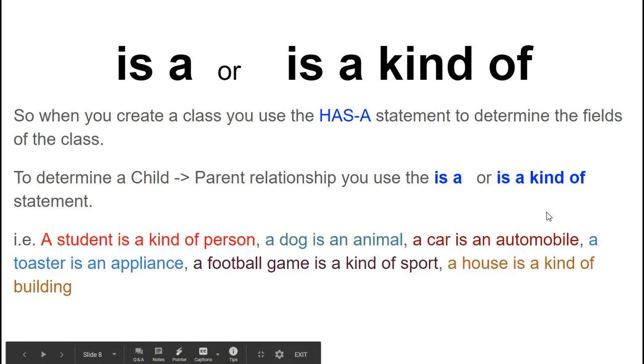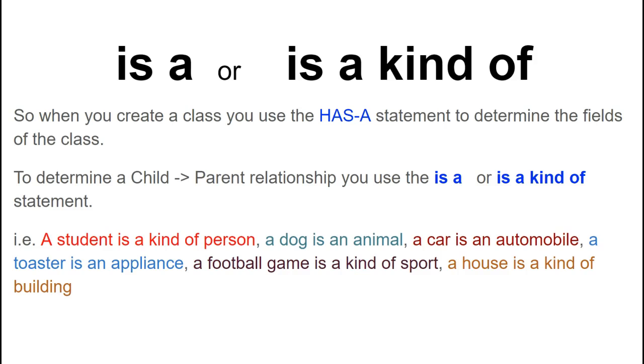To set up inheritance, you're going to use these two new statements, is-a or is-a-kind-of. So you remember when we create a class, you use the has-a statement. A person has a name. A person has an address. A person has a phone number. But when you're determining a child-parent relationship, you're going to use the new statement is-a or is-a-kind-of. For example, a student is a kind of person. A dog is an animal. A car is an automobile. A toaster is an appliance. A football game is a kind of sport. A house is a kind of building.